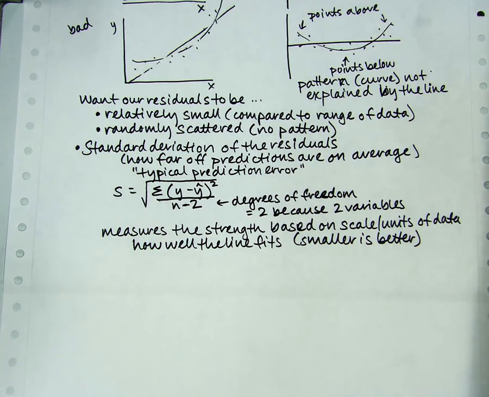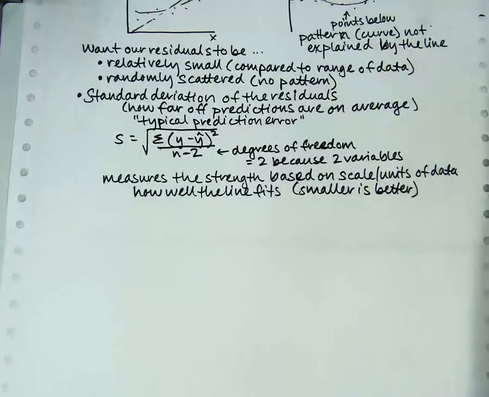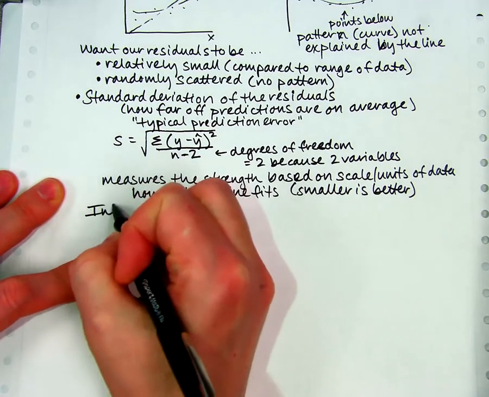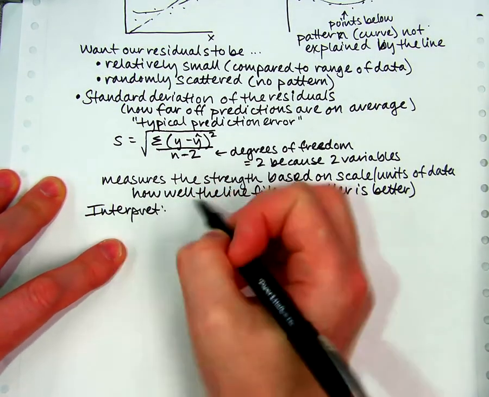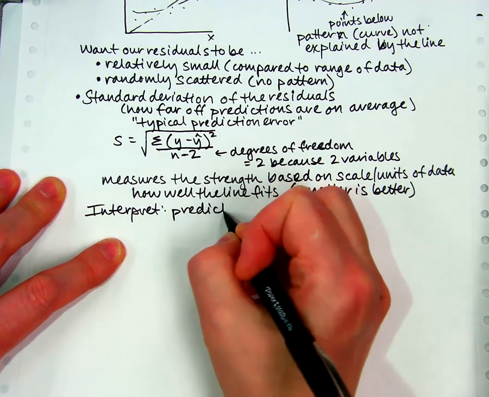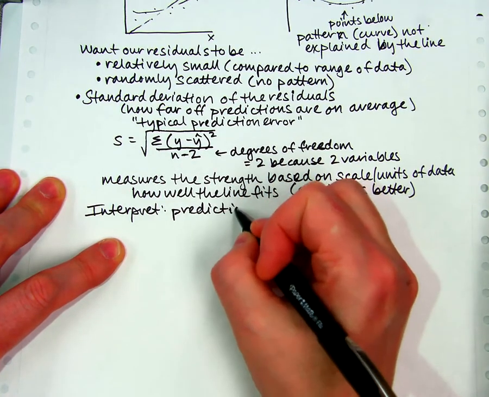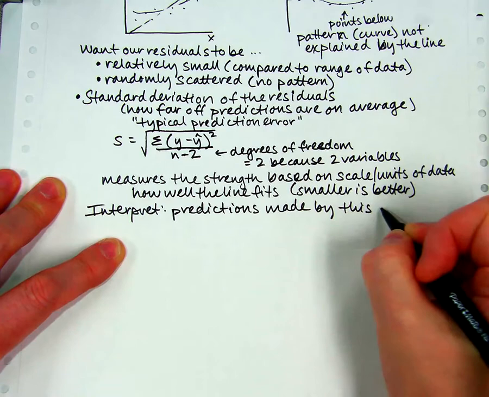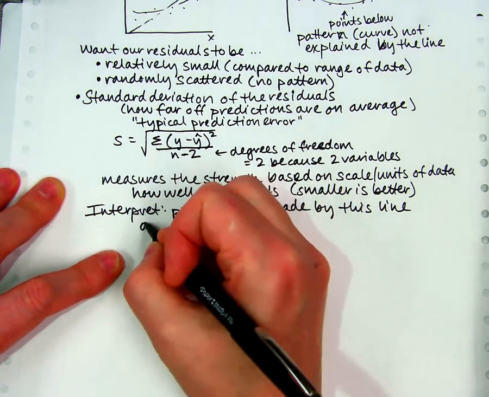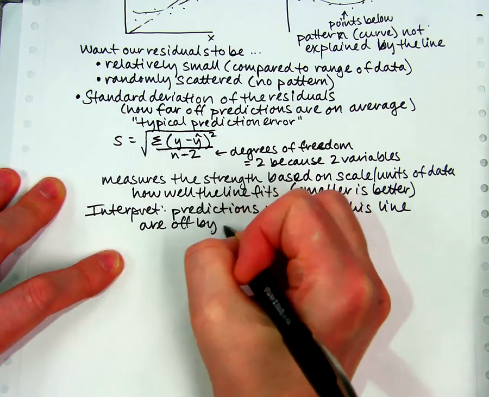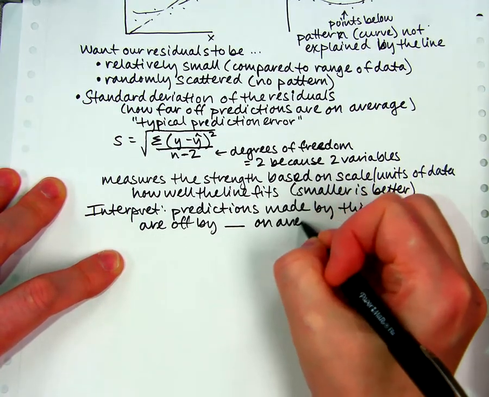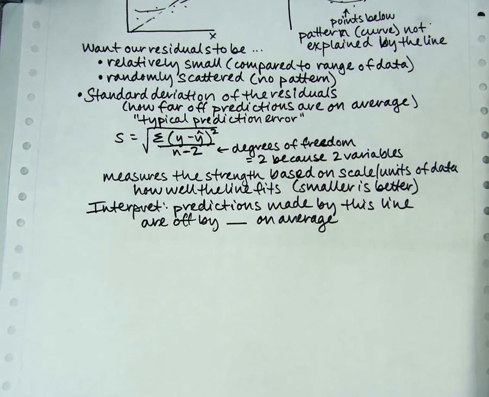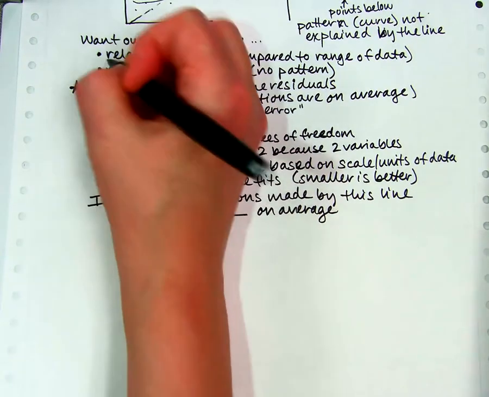So when you're interpreting, they're going to ask you to interpret this more often than to calculate it. Interpreting, you could use what I said up there about the typical prediction error. You could say predictions made by this model or line are off by whatever it is on average. It's kind of like an average of the residuals, but not quite. All right, and then the second one, I'm going to put stars by these so they stand out from that.